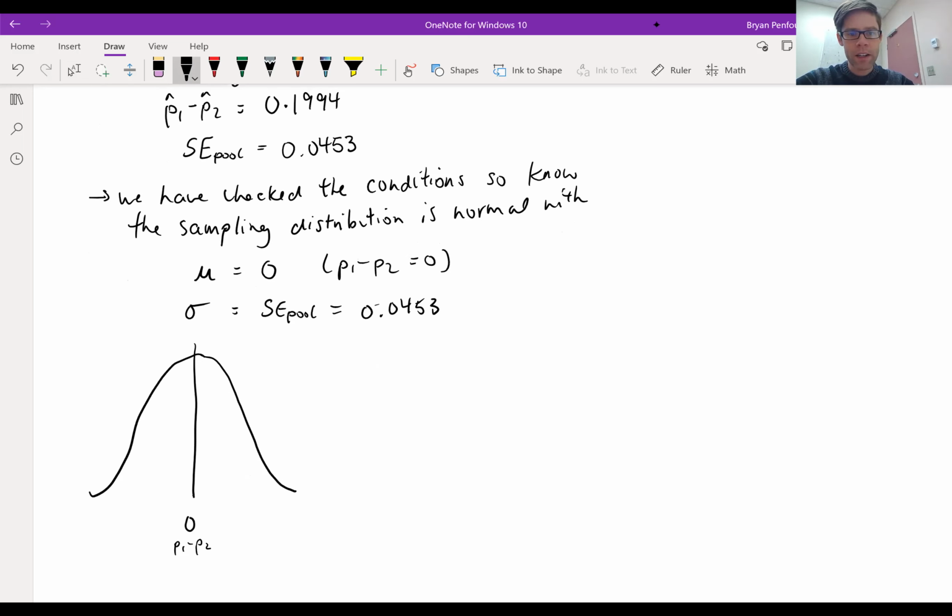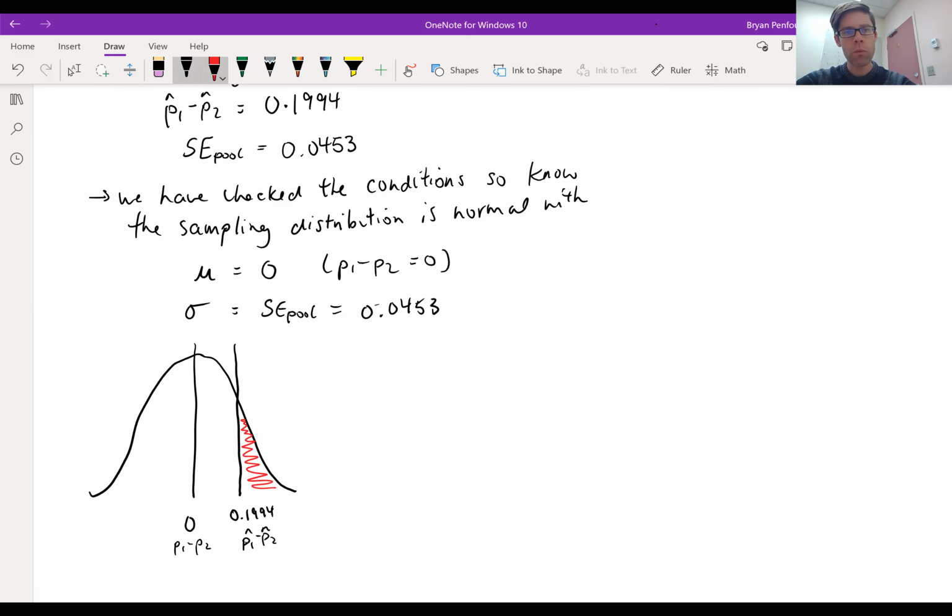Now, we went ahead and collected some data, and we ended up getting P1 minus P2 being about 0.1994. I have no idea where that is, but maybe it's something like right here, 0.1994. This was the estimate that we got based on our sample. So we're curious about how much probability lives up here.